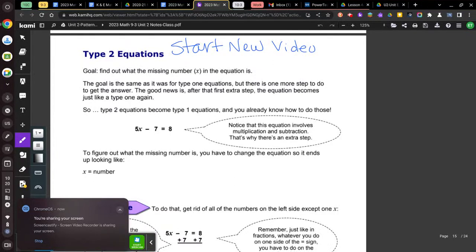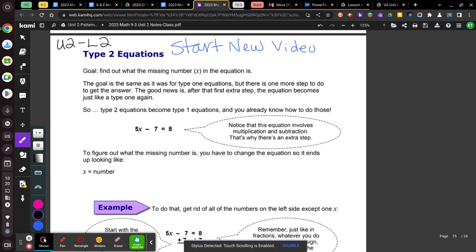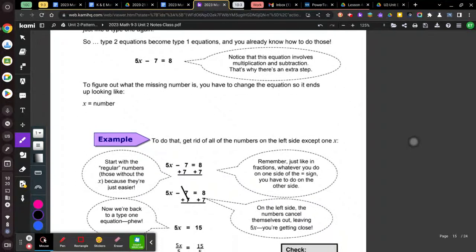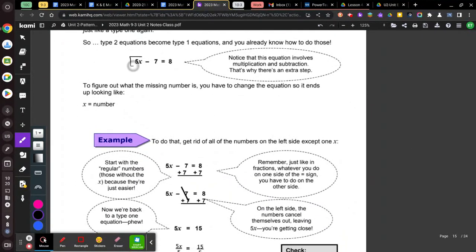Type 2 equations. This is Unit 2, Lesson 2, Part 2. So, Lesson 2, Part 2, we're talking about type 2 equations. Type 2 equations means you have two steps to solve for the x. So again, we're going to be doing the opposite operations. So when we see something here, we've got something cuddled up beside x and then something being added or subtracted to x.